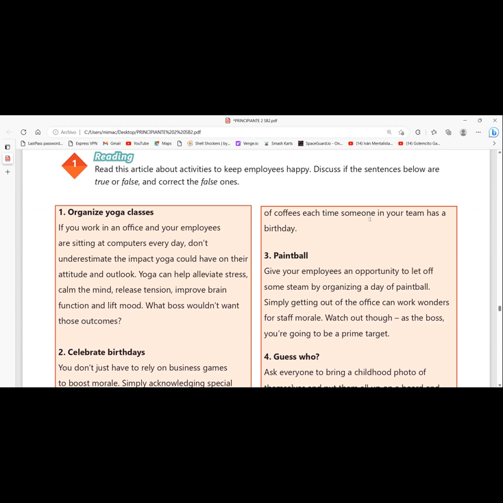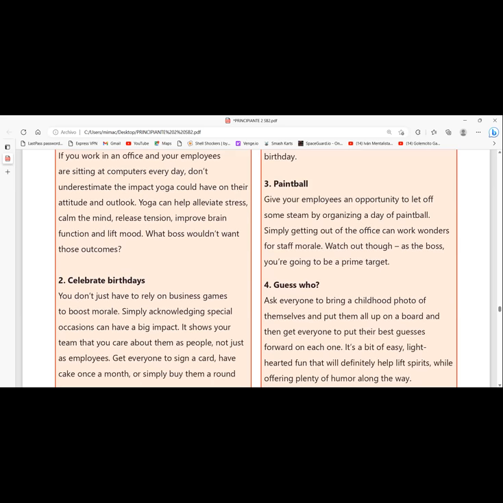Paintball. Give your employees an opportunity to let off some steam by organizing a day of paintball. Simply getting out of the office can work wonders for staff morale. Watch out though. As the boss, you're going to be a prime target.